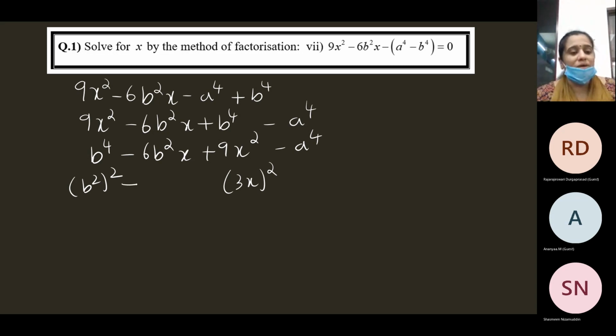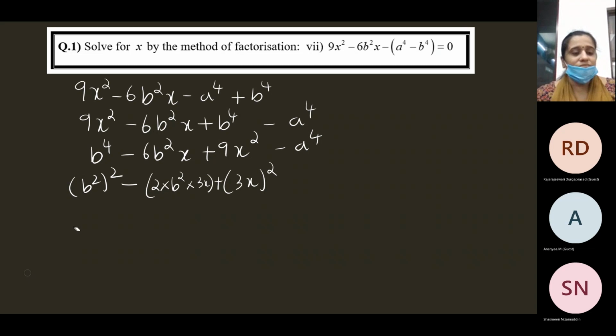Now what is the 2ab term? Minus 2 into what, Tarun? 2 into, don't see the book, see the screen and tell me. 2 into b square into 3x, and the plus here, correct? B square the whole square.